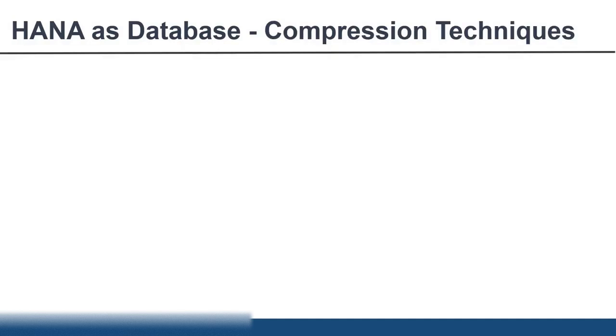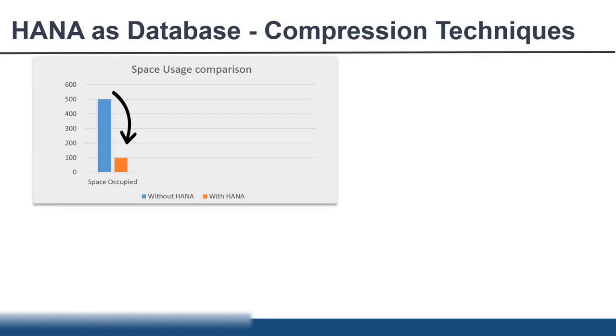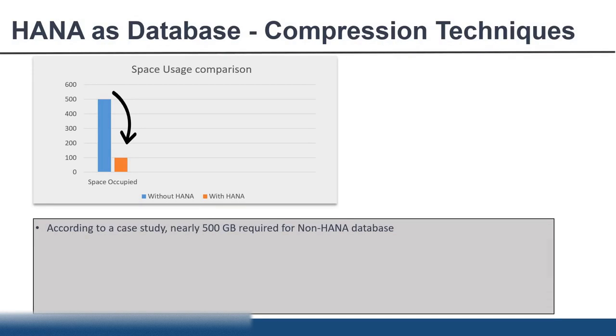Compression techniques you have learned in previous video also. I hope you have gone through that video. For example, here you can see there is a sample taken from one bank. A case study was done wherein 1 month bank data was picked up, and when you store that data in any non-HANA database, it comes to 500 GB. If you store the same data in HANA database, it comes to just 100 GB. So you can see in this graph the difference between non-HANA database and HANA database.